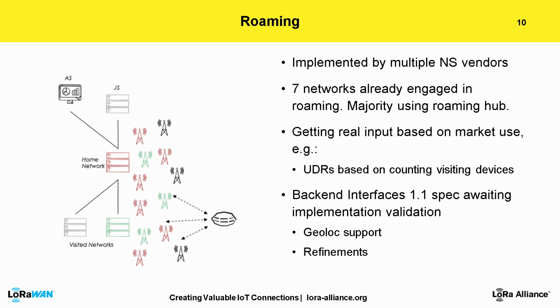Now, up until now, several network server vendors have already implemented roaming, and there are 7 networks that are doing roaming today. Mostly public, including one private network. So we have a case of public to public and also public to private network roaming. And majority of them are using roaming hub. So roaming is operational. People are doing roaming using LoRaWAN. And by getting this out, we're also collecting feedback from the market. For example, when we developed the backend spec, for the usage data records, we only counted number of frames, right?